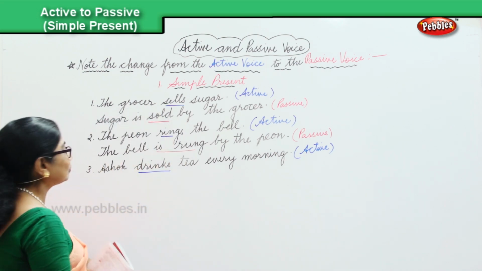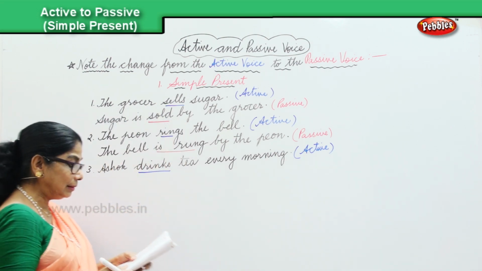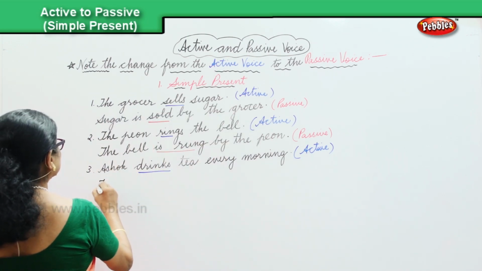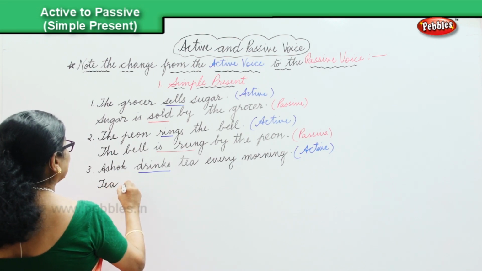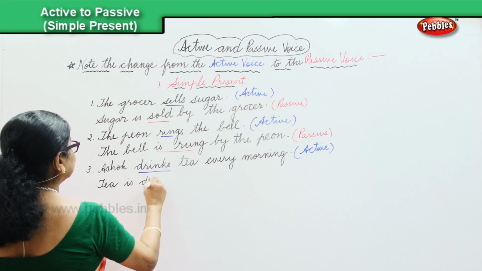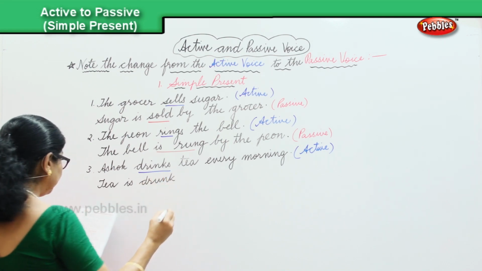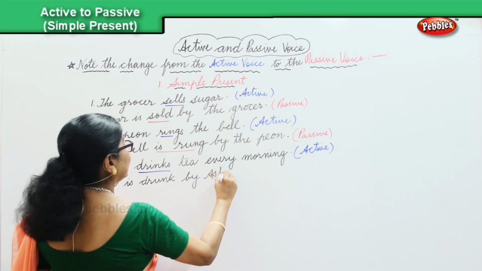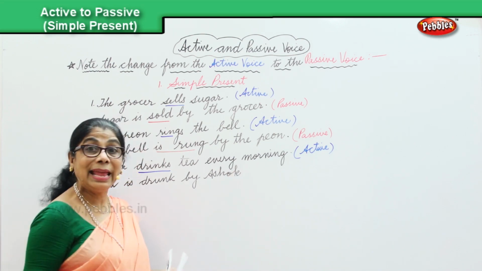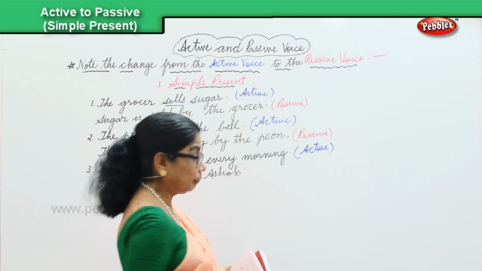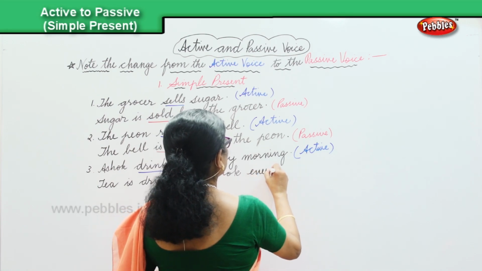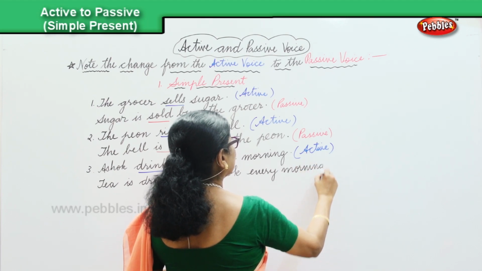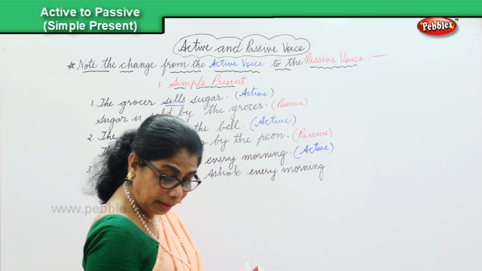Let's look at it. Tea is drunk by Ashok every morning. Tea is drunk. Tea is drunk by Ashok every morning. Now that's in the passive voice.